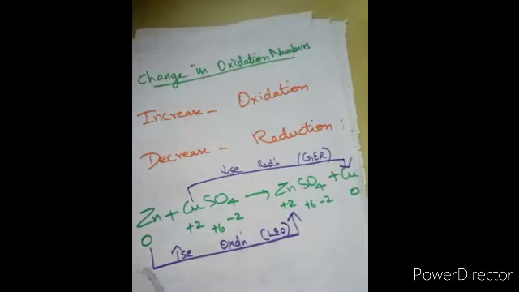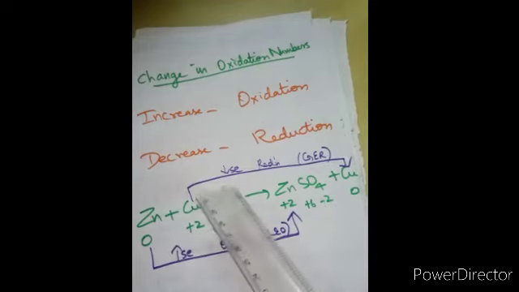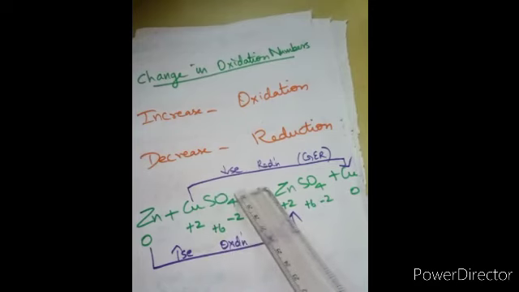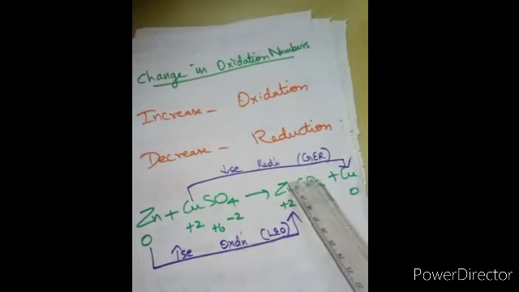Now let us see the magnitude of the change. Zinc has increased from 0 to plus 2. Whenever there is an increase in the oxidation state, the process is oxidation. It is also called the loss of electrons. Let us see copper. Copper has come down from +2 to 0. So there is a decrease in the number. It is reduction, or gain of electrons.